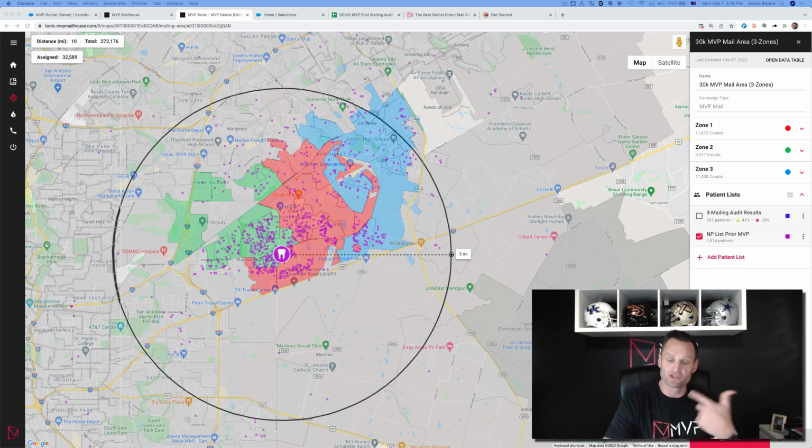Multi-zones is the way to go because you can rotate areas and you can consistently get new patients every month rather than just a Band-Aid fix. Keep it growing and keep those patients coming in. Be selective. You can target certain routes, carrier routes or neighborhoods, however you want to look at it, but target the best ones. Remember the geographical barriers of entry as a recap.